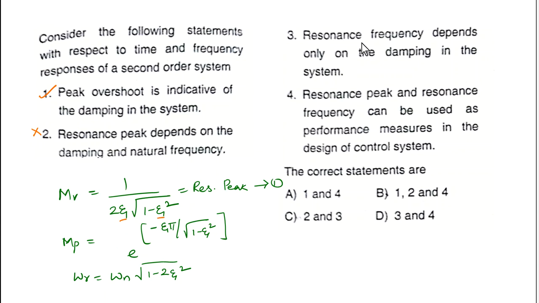Resonance frequency depends only on the damping in the system. See here, resonance frequency depends upon the damping as well as the natural frequency, but the given option says it depends only on damping. So 'only' makes it a wrong option. And the final one, resonance peak and the resonance frequency can be used as performance measures of the design of the control system. So this one is true. So options 1 and 4 are correct, so answer A will be the right option for this question.